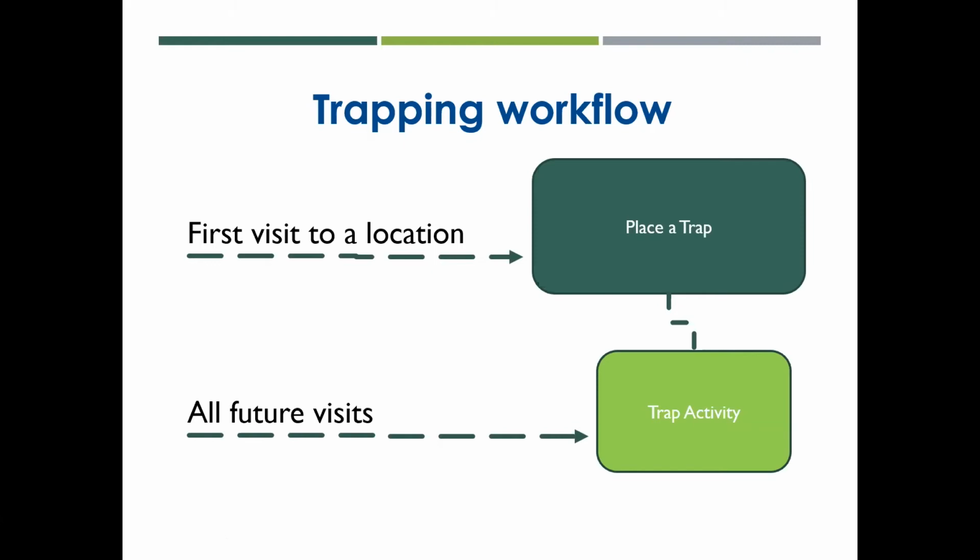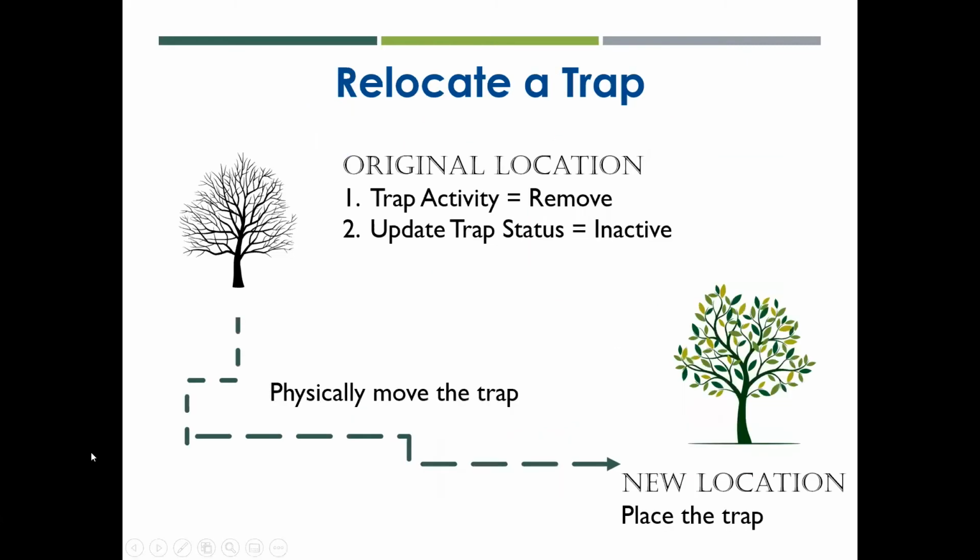Maybe you have to relocate a trap. And so we'll go over that workflow just a little bit. Relocating a trap, the original location has to have 2 entries. Number 1, well, actually for Sentinel, there's only 1 entry. A lot of traps keep track of the trap status. But for Sentinel, the trap activity would be that you've removed the trap.